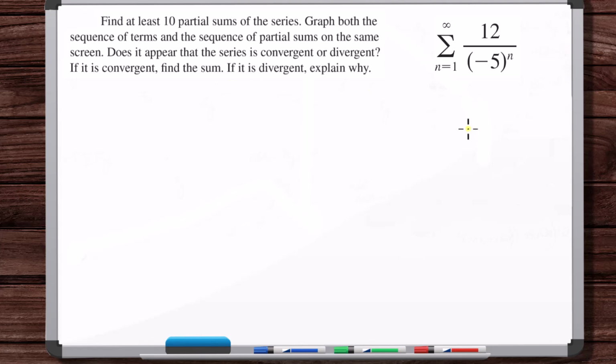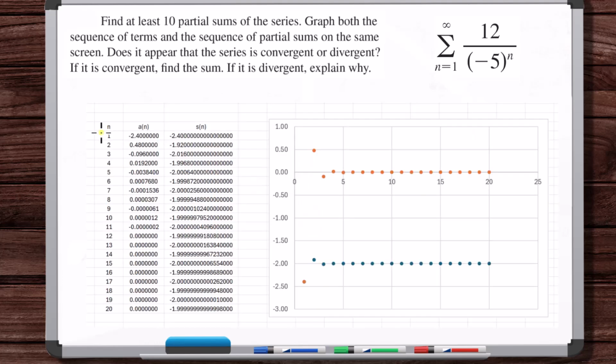All right, so I did this before this video, in Excel, I worked out 20 partial sums. So let's take a look. Going from n equals 1 to 20, here's the a sub n. The a sub n is just plugging the n's into this formula, the sequence formula, 12 divided by minus 5 to the n. So this is with n equal to 1, n equal to 2, etc.